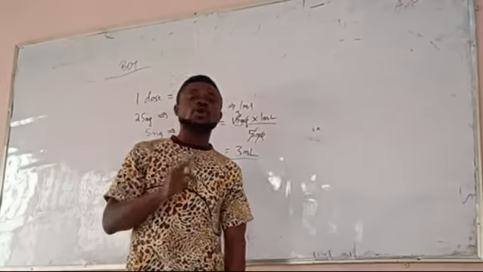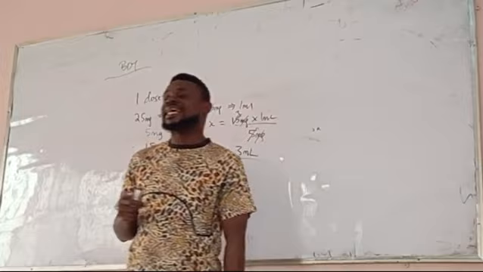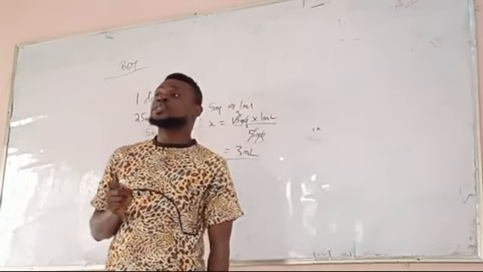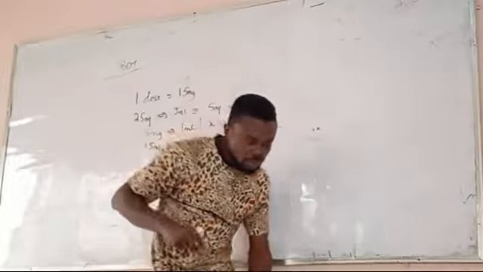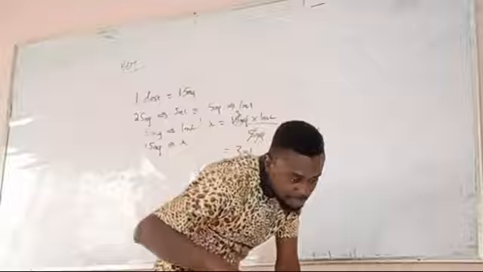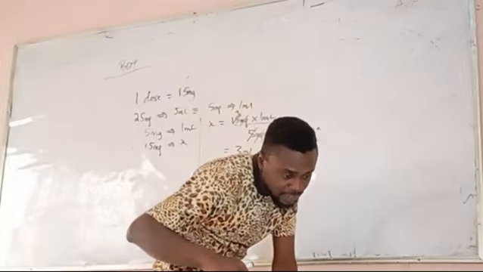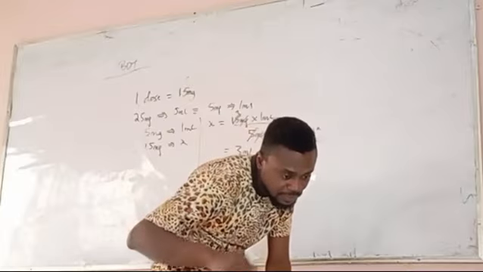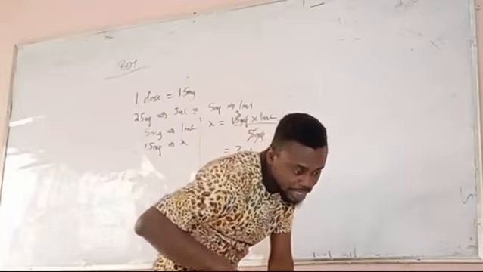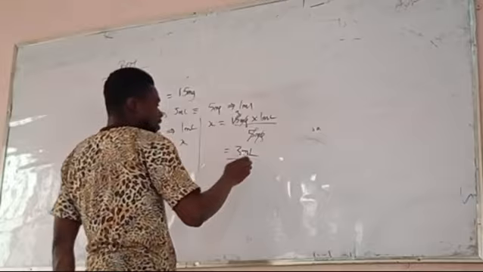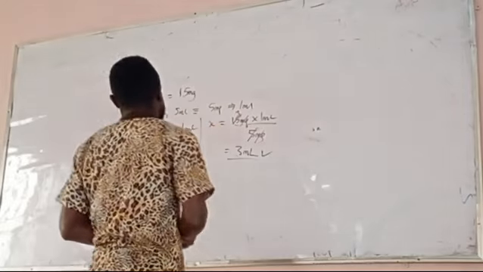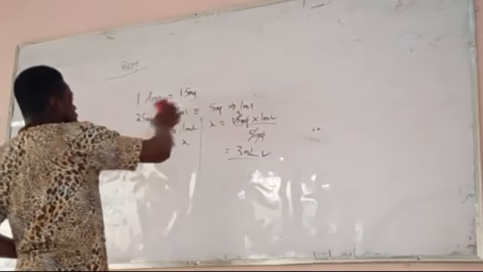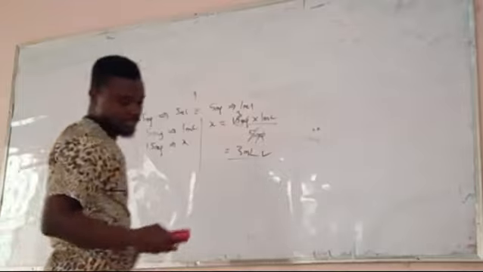So the dose of doxycycline will be contained in 3 ml. Option A says 3 ml, B says 5 ml, C says 12 ml, D says 15 ml. So the answer is option A, 3 ml. Alright, so let's look at the next question.